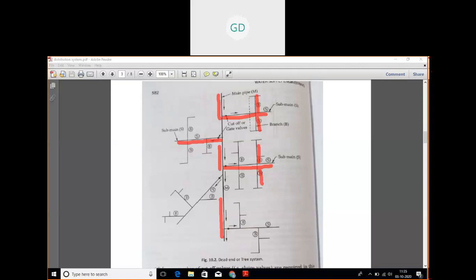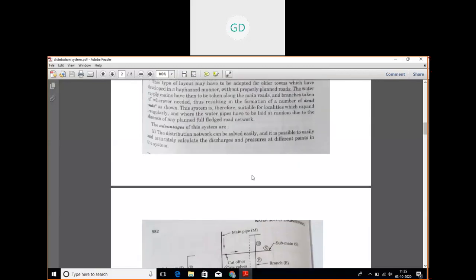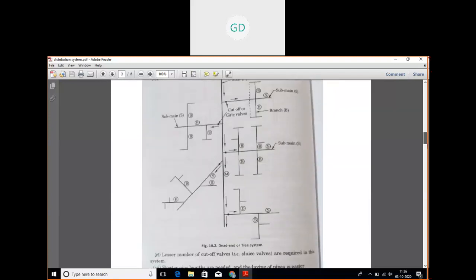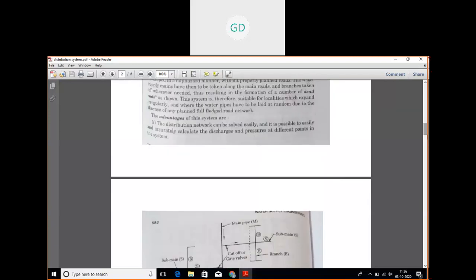So now let us see what are the advantages of a dead end system. Number one is, the distribution network can be solved easily, and it is possible to easily and accurately calculate the discharges and pressures at various points in the system. Obviously, this structure is very simple. The discharges can be calculated easily, and the pressures can also be measured easily.